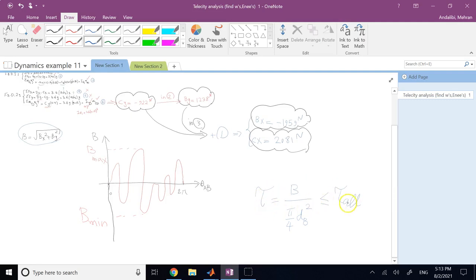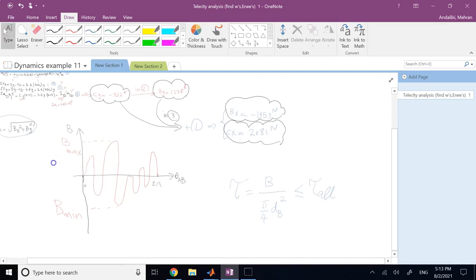If it's a static analysis, the matter of fact is this is a dynamic load, so you cannot even do it that simple. For example, if it was just a static analysis, you would say T allowed is the T max divided by a safety factor, or, let's say, half of the shear modulus for a tensile material divided by safety factor.